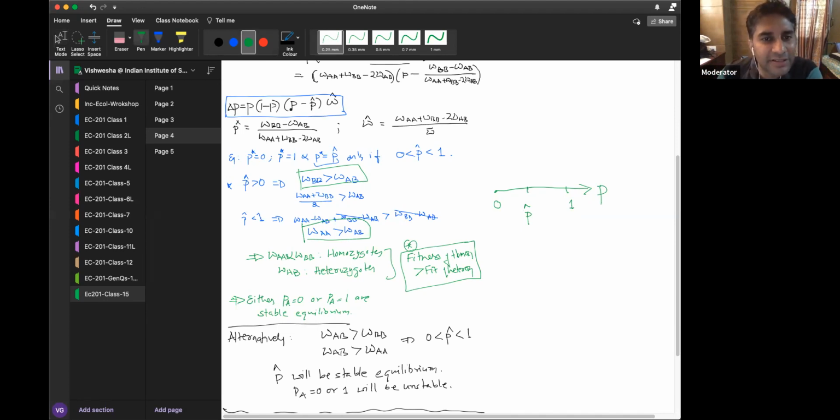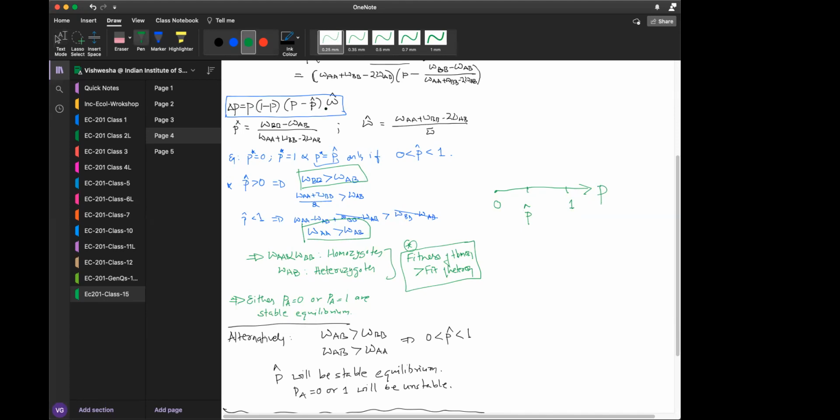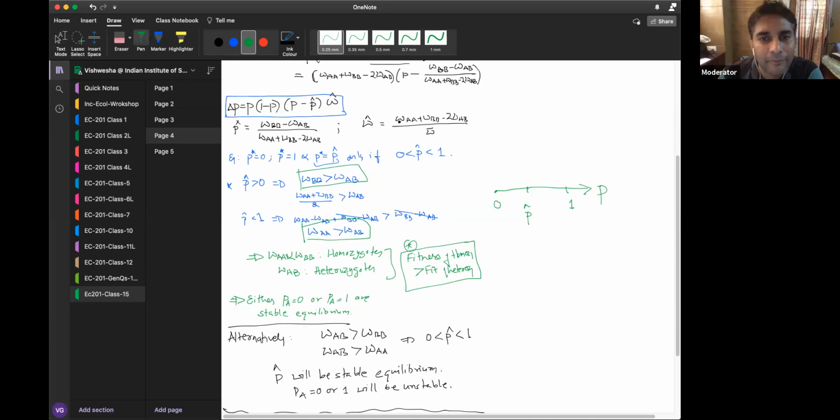Let's plot this. What is omega bar? Omega bar is basically omega AA plus omega BB minus 2 omega AB, and we have taken that to be positive. So omega bar is a positive quantity. Then we have p times 1 minus p, and we have an intermediate function p minus p hat.